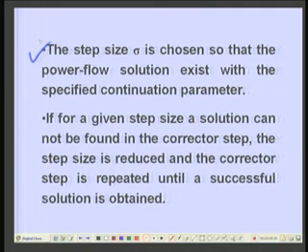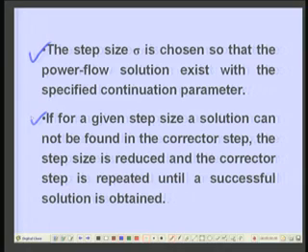Generally, if the step size is large, then from that predicted solution you will not be in a position to get the corrected load power flow solution when you try to perform it; the solution will not give the exact required solution. In that case we reduce the value of sigma and repeat till we get the solution in the corrected step. If for a given step size a solution cannot be found in the corrected step, the step size is reduced and the corrected step is repeated until a successful solution is attained.